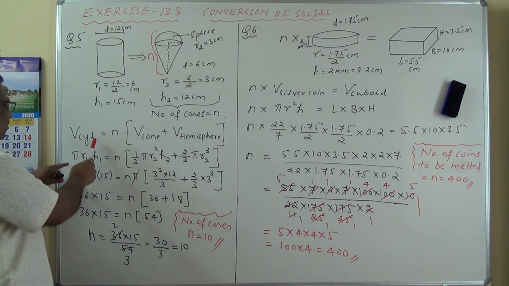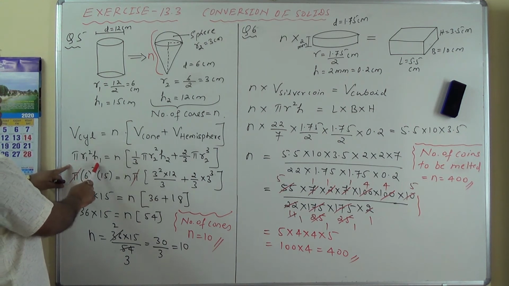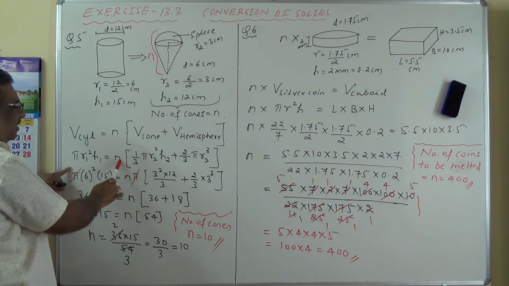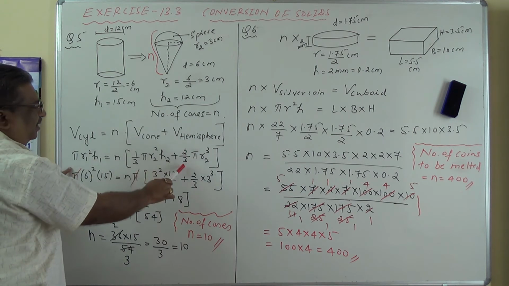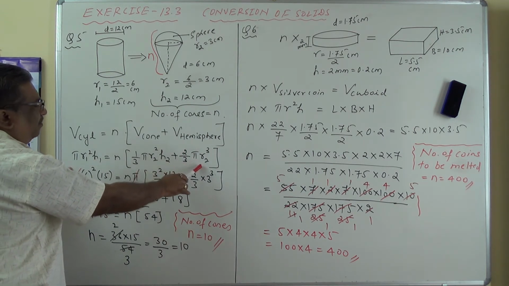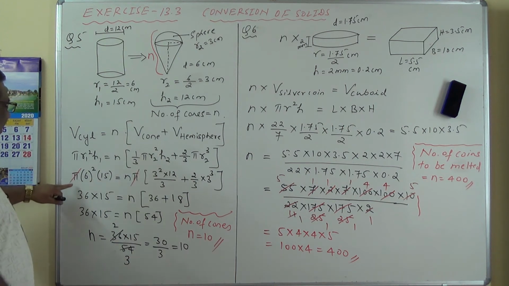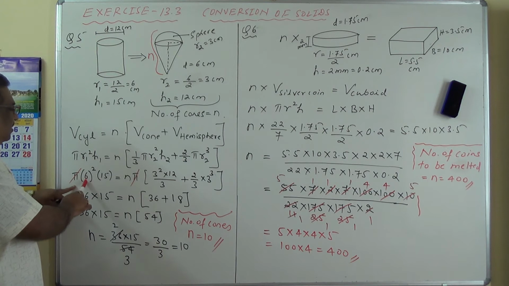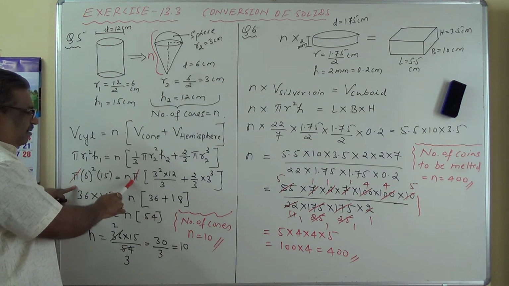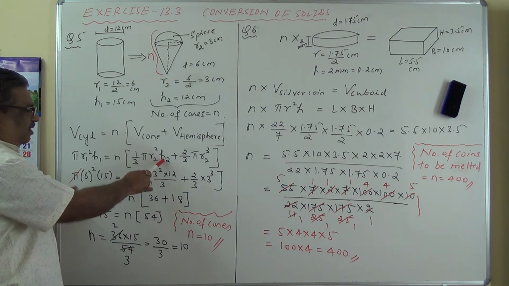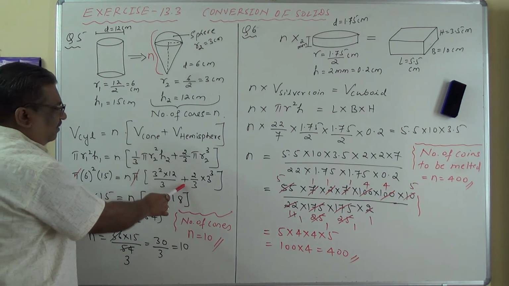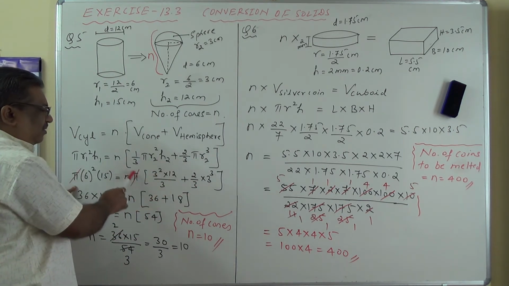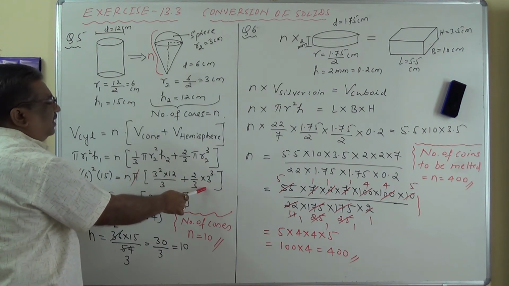So look at the formula: pi r1 square h1, that is the volume of the cylinder, is equal to n times the volume of the cone, which is 1/3 pi r2 square h2, plus the volume of the hemisphere, which is 2/3 pi r2 cube. Clear? Now fill up the values. Pi into 6 square into height 15 centimeter is equal to n times, take out the pi, into bracket r2 square h2 by 3, r2 is 3 centimeter, so 3 square into 12 divided by 3, plus 2/3, pi already has come out here, r2 cube. What is r2? 3 centimeter cube.